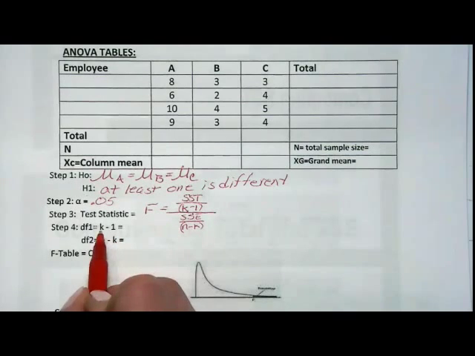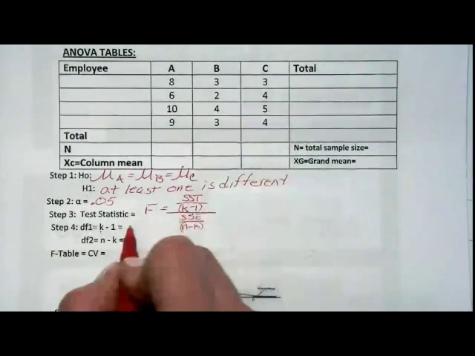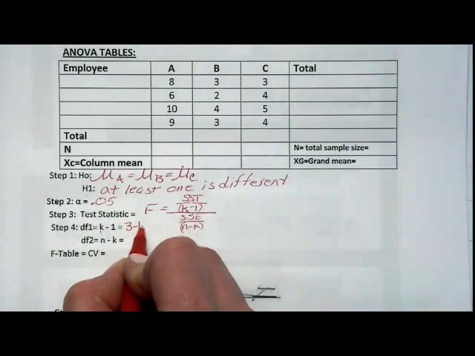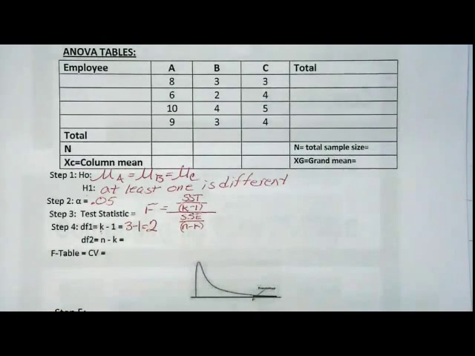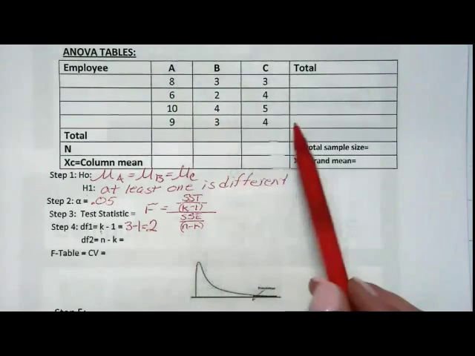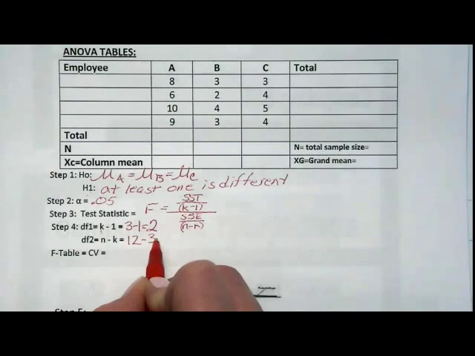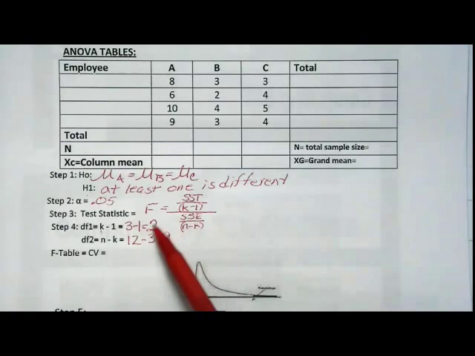The degrees of freedom, K is the number of columns. In this case, we have 1, 2, 3. So it's 3 minus 1, or 2. N minus K is the second degree of freedom. Since the beginning of this class, N is the sample size. 1, 2, 3, 4, 12. The total sample size minus the number of columns is 9. So our 2 degrees of freedom are 2 and 9. Okay?